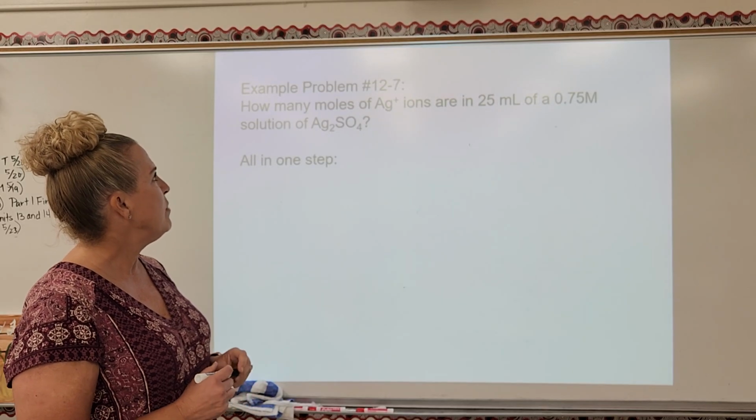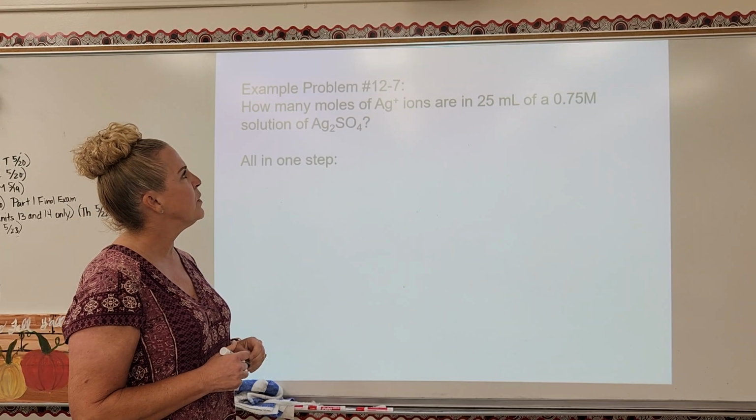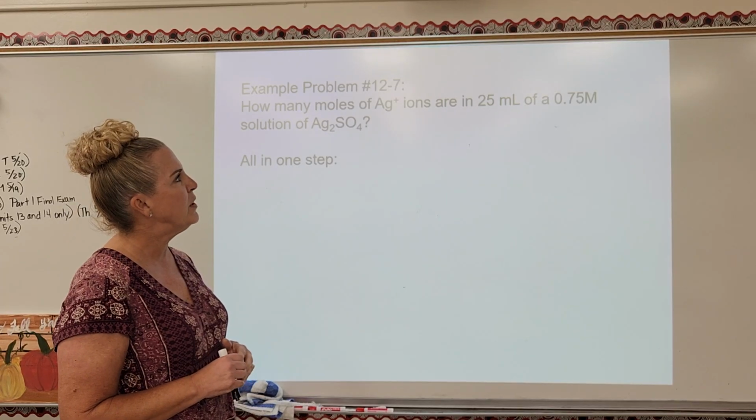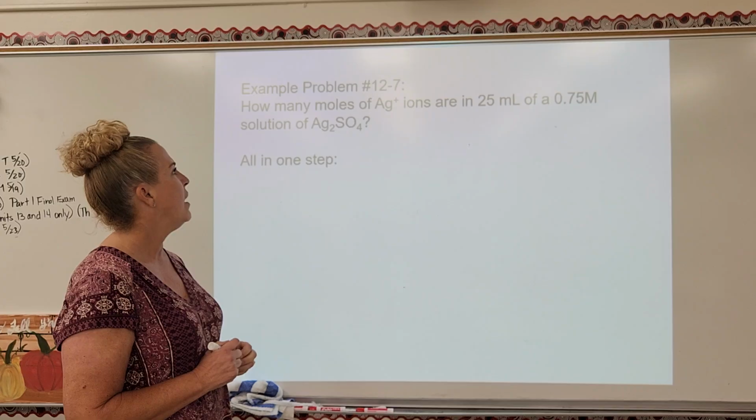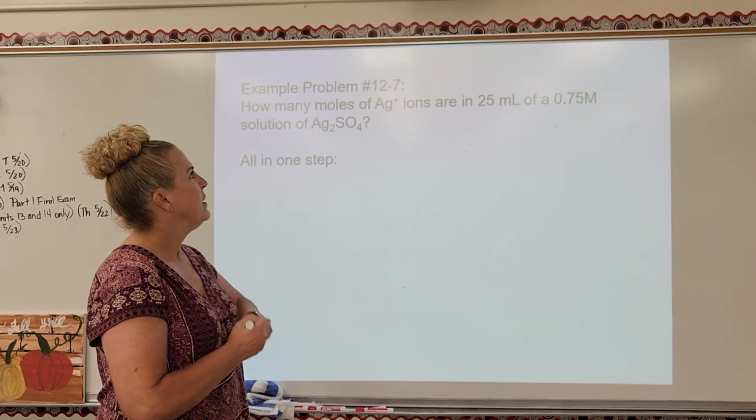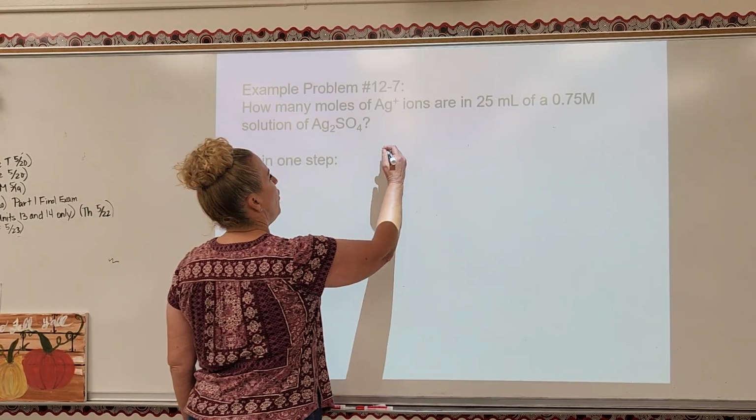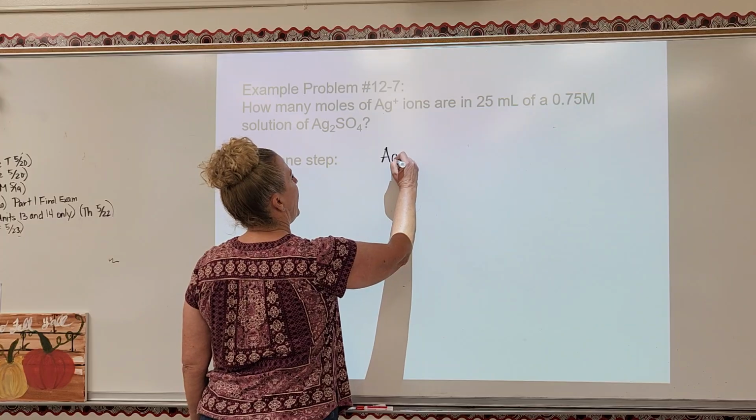12-7. How many moles of silver plus 1 ions are in 25 mils of a 0.75 molar solution of silver sulfate? Now again, silver sulfate is an ionic compound.